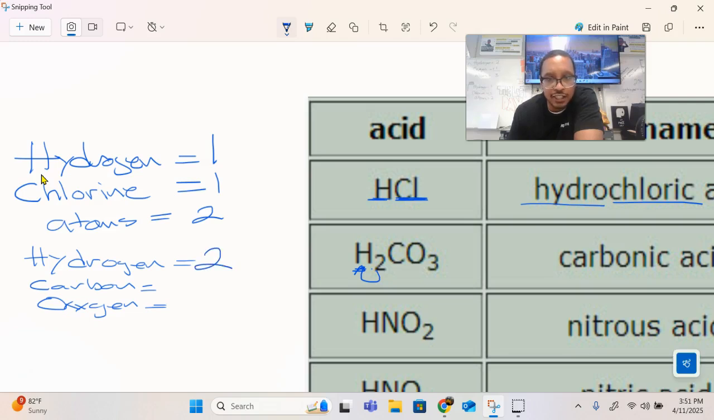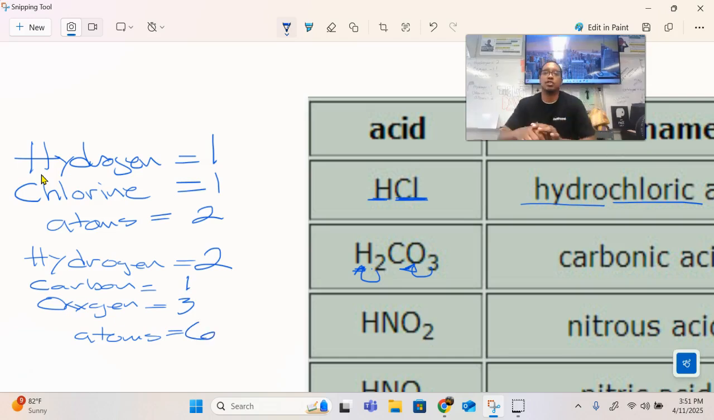Carbon does not have a subscript. So because of that, we are going to end up with 1. Again, when it has no subscript, then it's 1. And then oxygen has a subscript of 3, and that's going to give us 3. So then atoms in total is going to be 2 plus 1, which is 3, and then 3 plus 3 is 6. All right, so that is what you need to do for each one of these on this list.